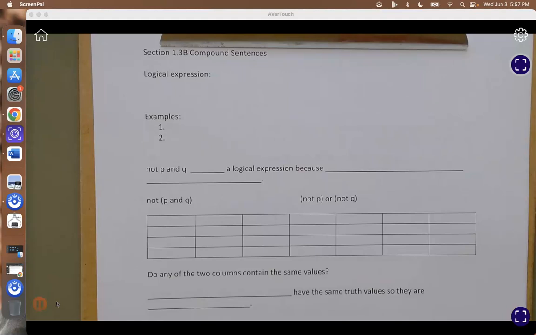Alright guys, so today we're going to look at compound sentences and truth tables a little more. And we're going to talk about logical expressions.